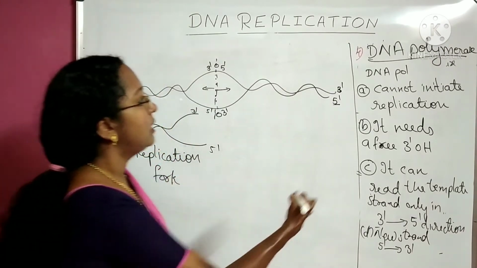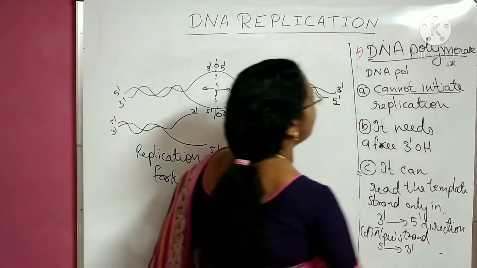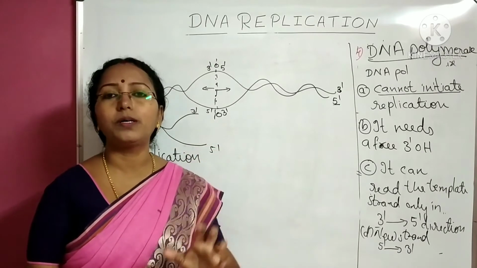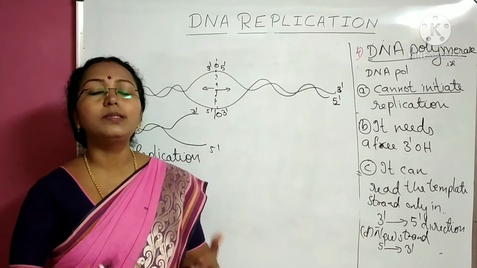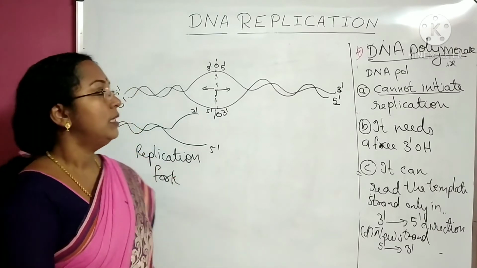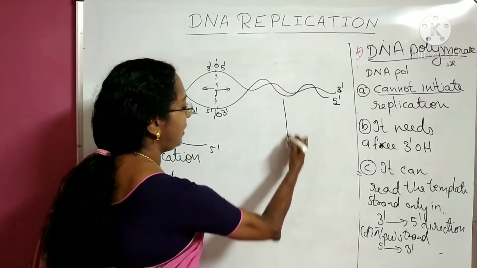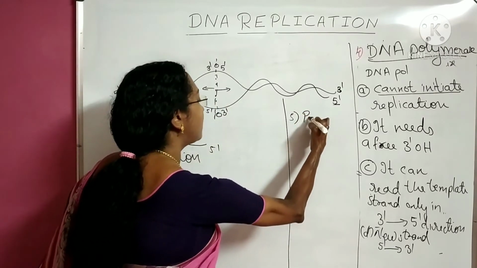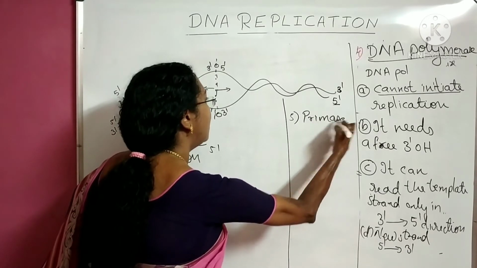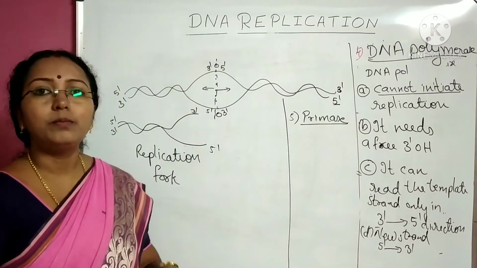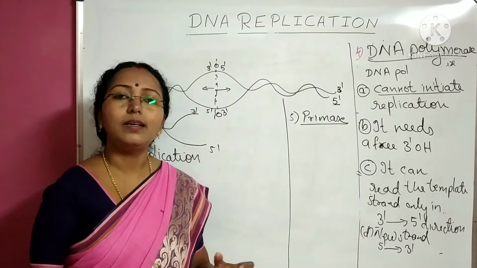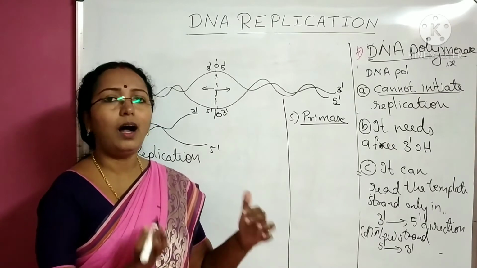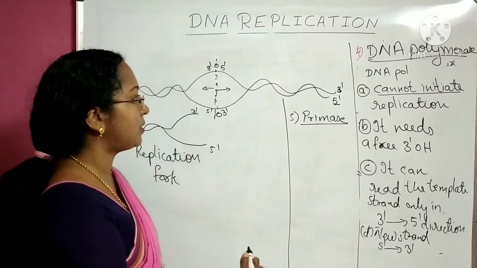The first feature is it cannot initiate replication. As I told you, it cannot add that engine to those bogies. It cannot add. Then who is beginning this process of replication? It is another enzyme. So here let me write the fifth enzyme. It is another enzyme called primase. This primase is the enzyme which begins the process of DNA replication. Why? Because DNA polymerase cannot begin. So primase is beginning. How is this beginning the process of DNA replication?